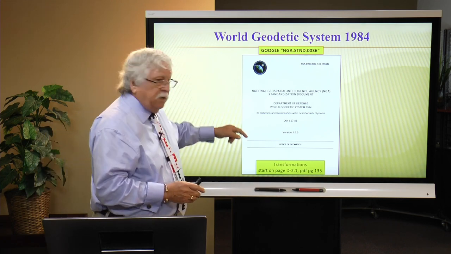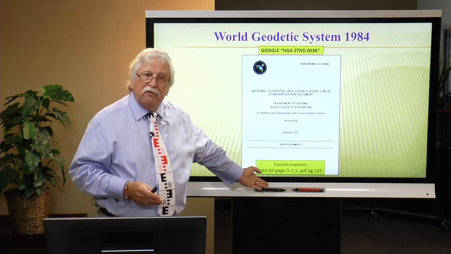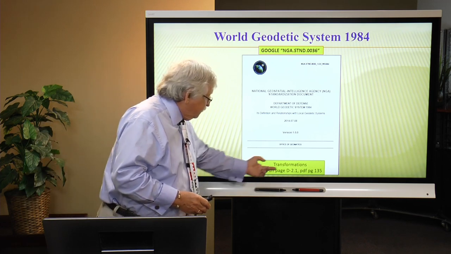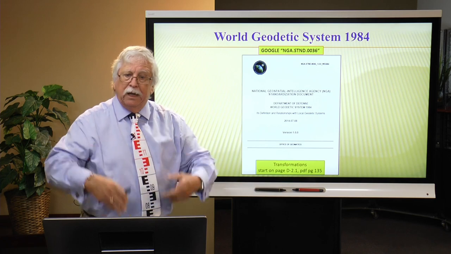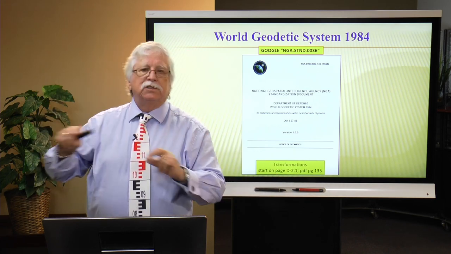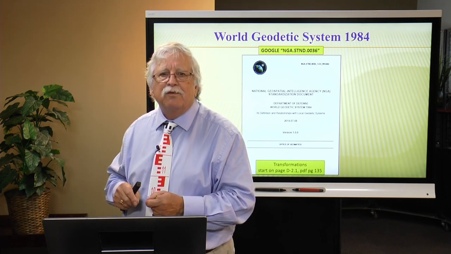In this document, if you download it and open it up, you can find transformations, hundreds of transformations all around the world. Start on page D-2.1, which if you're downloading it as a PDF is page 135, and there are all these transformations. Almost every one of them is embedded in all those GNSS receivers.